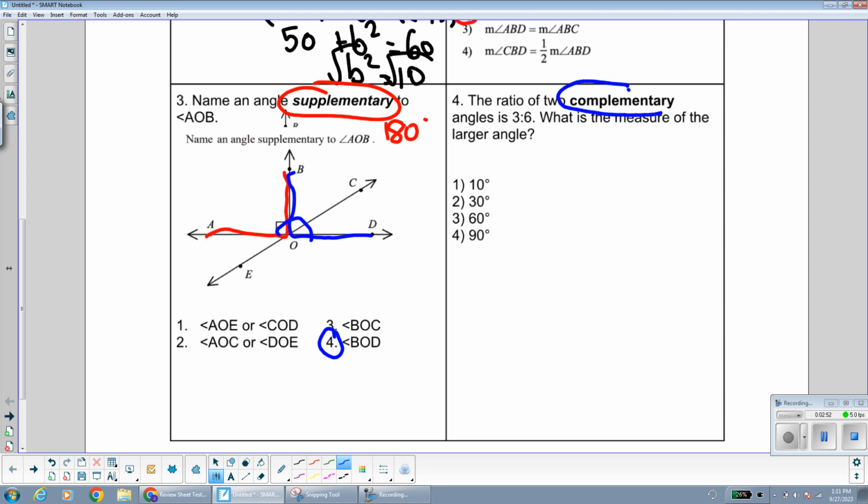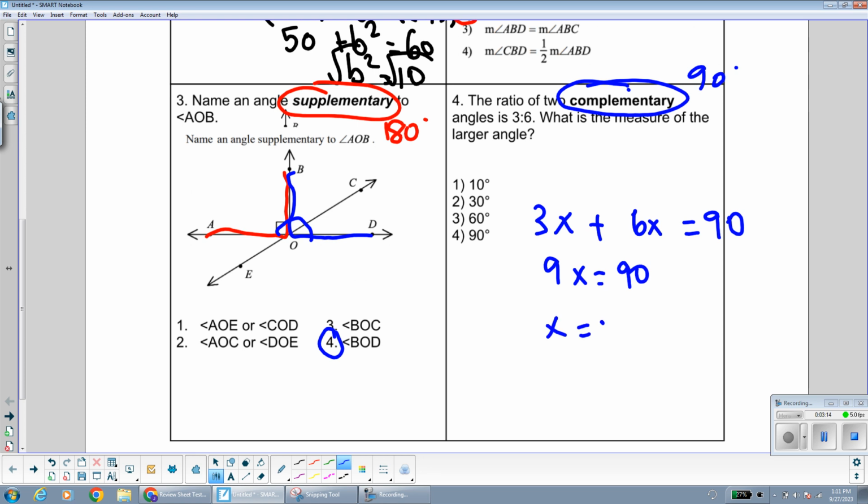Here we have two complementary angles, and that means they add to 90 degrees. The angles are in a ratio of 3 to 6. When you have a ratio, you can represent the 3 part as 3x, and you can represent the 6 part as 6x. And when we add them together, since they're complementary, we know that they should make 90 degrees. So here we have 9x is equal to 90, so x is equal to 10.